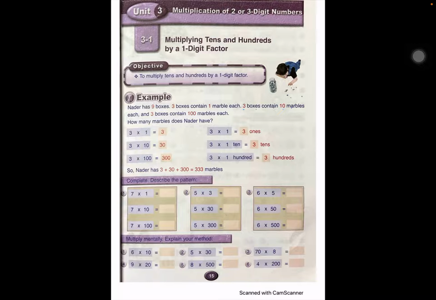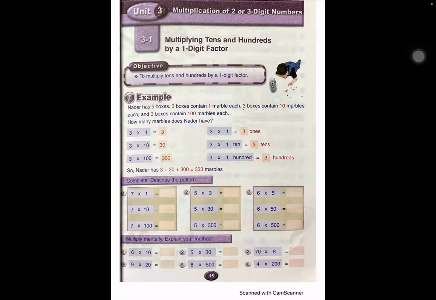It's unit 3. The title of my unit, يعني العنوان الunit هذه, is multiplication of 2 or 3 digit numbers. So please all of you put your books in front of you, and I hope all of you have it, and your notebook, maybe we are going to use it, okay? Again, the title of my unit, multiplication of 2 or 3 digit numbers, and this is the first lesson in my unit, multiplying tens and hundreds by 1 digit factor.